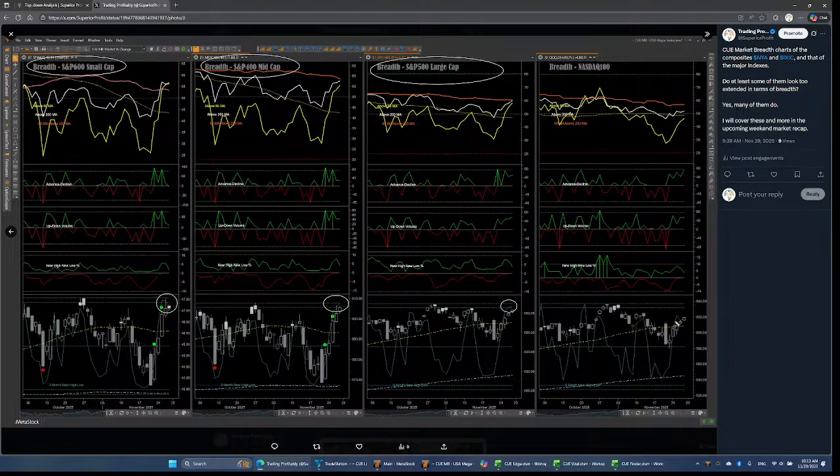What is not extremely overbought is Nasdaq 100. Why? Because it is, among all the other pockets, most influenced by mega cap stocks, and we saw the mega cap custom index is below its 50-day moving average.